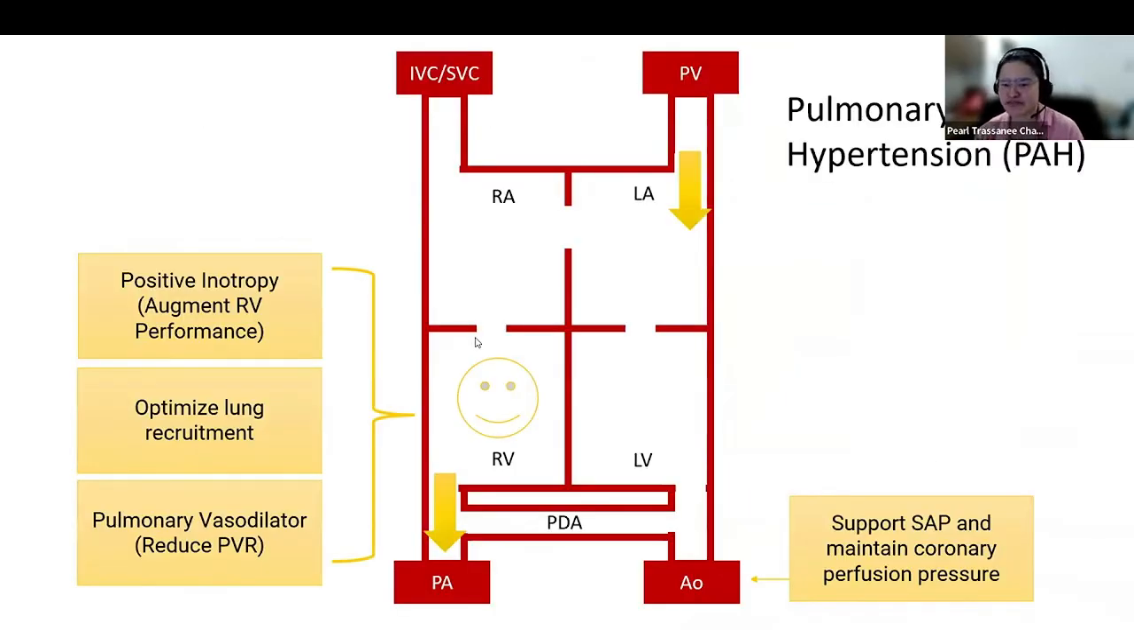In resistance-driven acute pulmonary hypertension, treatment includes reduction of PVR using pulmonary vasodilators, augmentation of RV performance with inotropic support, as well as RV afterload reduction. Ensuring adequate RV perfusion pressure and supportive care of the underlying condition is also important.